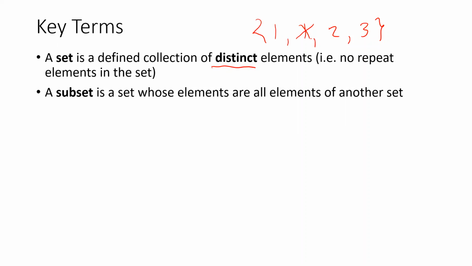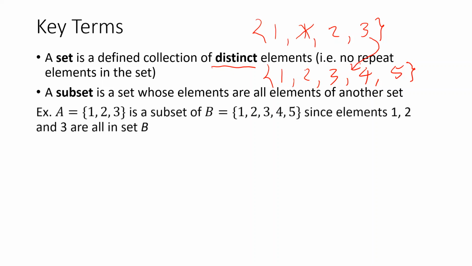A subset is a set whose elements are all elements of another set. So for example, 1, 2, 3 would be a subset of another set that would have 1, 2, 3, and maybe 4 or 5 or something extra. Essentially what we're saying is that all the elements that are in this set right here belong to this set over here. An example here, 1, 2, 3, and actually I did the exact same one. The set A, 1, 2, 3, is a subset of the set B, 1, 2, 3, 4, 5, because 1, 2, and 3 are all in the set B as well.